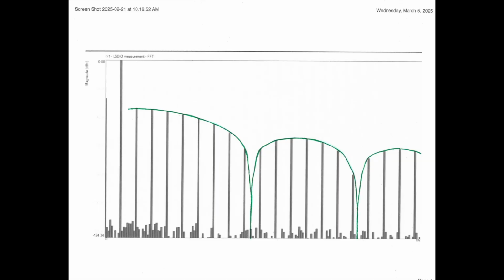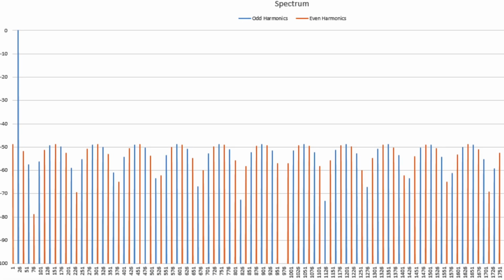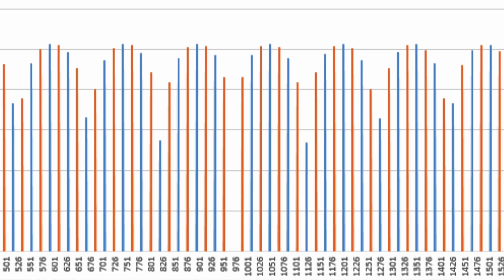This curve shows that the harmonics go to zero at some point, and they do. If you look in my book, More on Harmonics for Morons, the harmonics go to zero at some point. But getting that zero point to line up with a harmonic is infinitely difficult. I mean, you have to have amazing resolution.